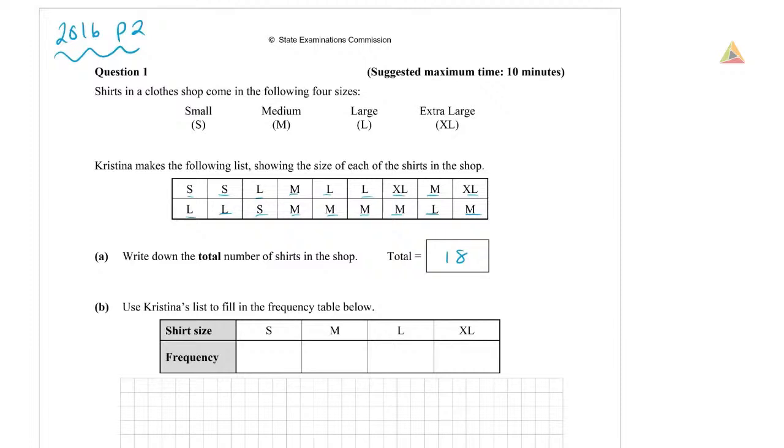For part B, use Christina's list to fill in the frequency table below. So how many times do you see a small size turn up? So we've 1, 2, 3.